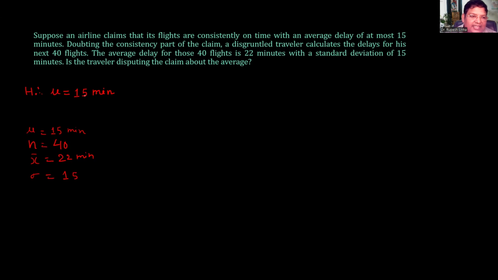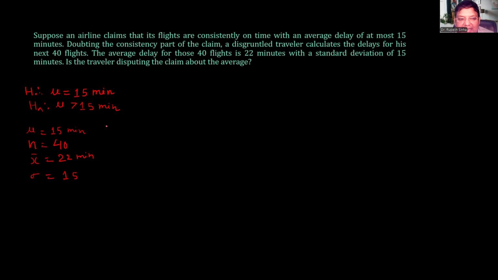So the airline says that the average delay is 15. So the alternate hypothesis, mu will become greater than, because that's what he wants to prove, that the flight is much more delayed. Now we have our null hypothesis and alternate hypothesis.